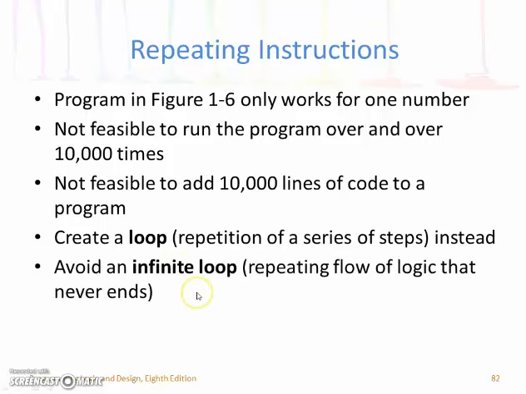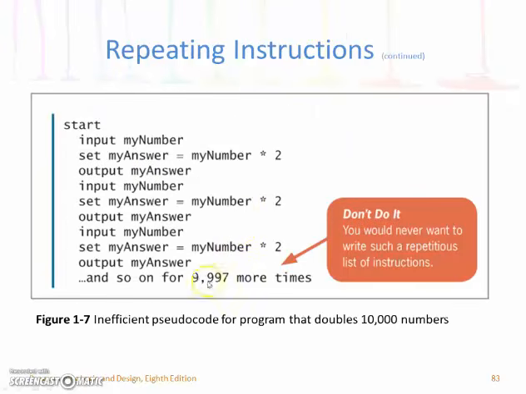And when you create a loop, you've got to avoid having an infinite loop. An infinite loop is basically when your flow of logic never ends. It just goes on and on. Right, if you have a look at figure 1.7, this is insufficient code. You'll see that there's a little bubble here. You would never want to write such a repetitious list of instructions.